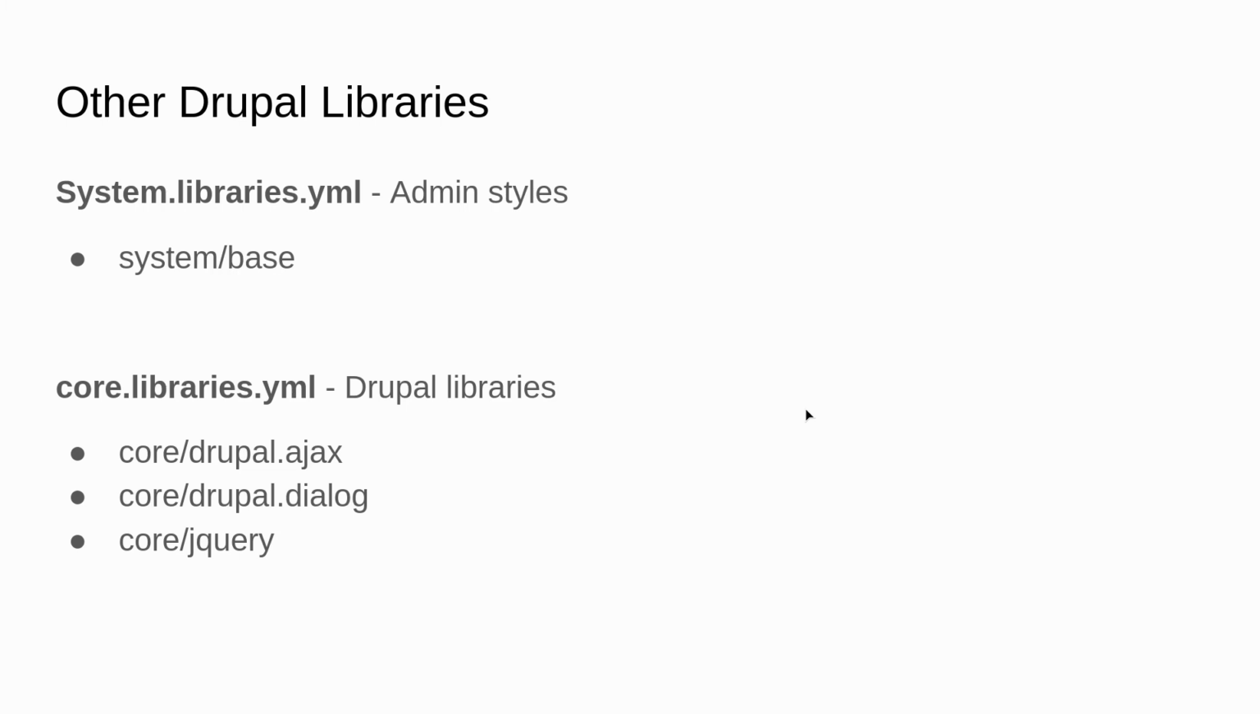Core.libraries.yaml is where there's a lot of Drupal core included libraries like jQuery or Drupal dialog. I would say that I've stumbled into these things more because I tried to make an admin theme. If you're making a front-end theme and you just never turn it on for admin pages, you won't encounter a lot of stuff like this.